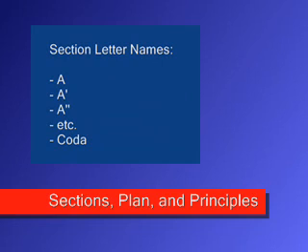Now the form of this composition should look familiar to you. It is A prime, A double prime, etc., and here we have a coda at its end. We saw that the pasacalla had the plan A prime, A double prime, A triple prime, and here we see a work that has the same plan, but note that it has a coda at its end.